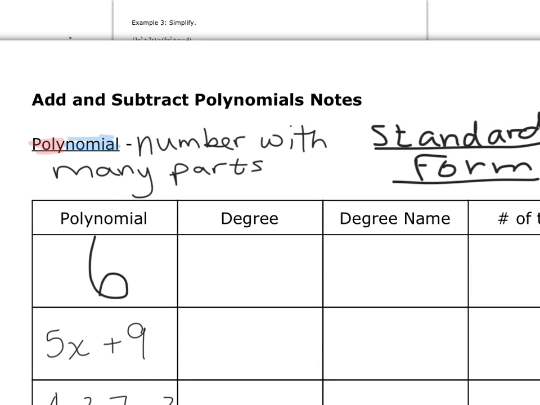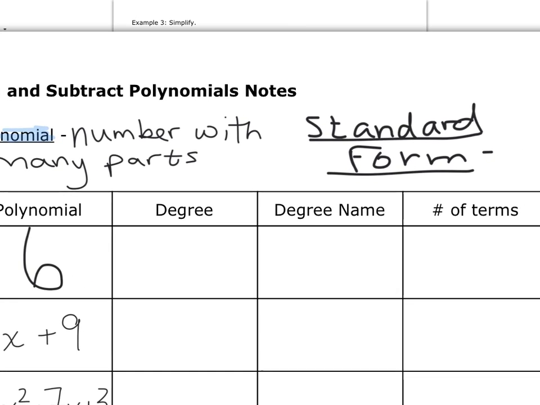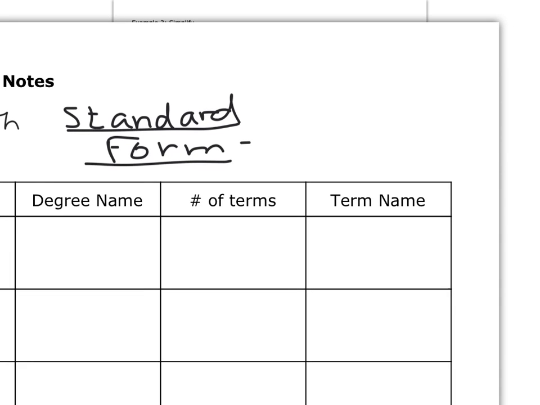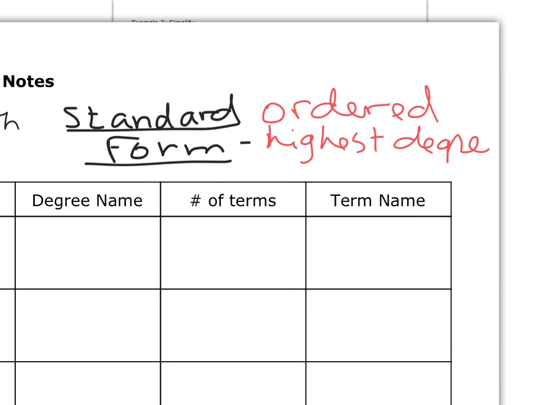Xavier, open your notes, please. Standard form. We're going to call standard form of a polynomial. We're going to write the polynomial in order. So we're going to say ordered, highest degree to lowest. I'm going to explain what that means in just a moment because we're going to talk about degrees of a polynomial.